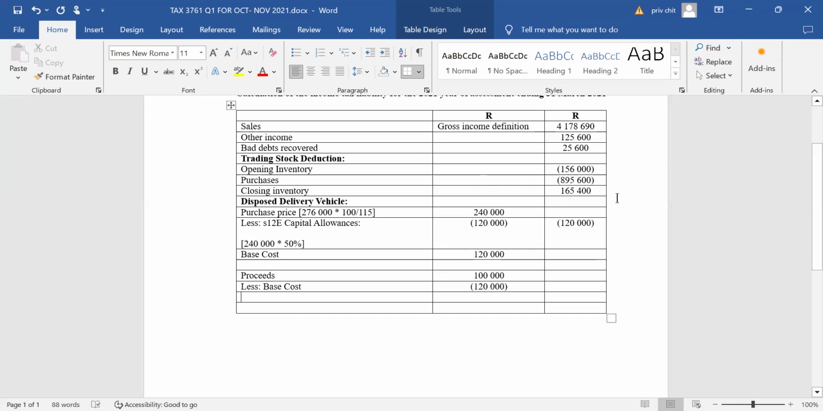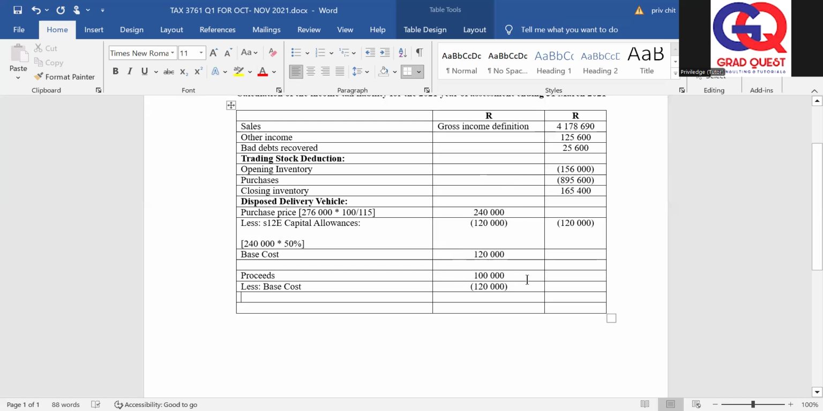The proceeds is less than the base cost. Right. The proceeds is less than the what? The base cost. Now, because I know I might not have taught you this concept yet, but the moment you have a scenario where proceeds are less than the base cost, it will result in what we call scrapping allowances. Are we together, guys? It will result in what we call scrapping allowances.